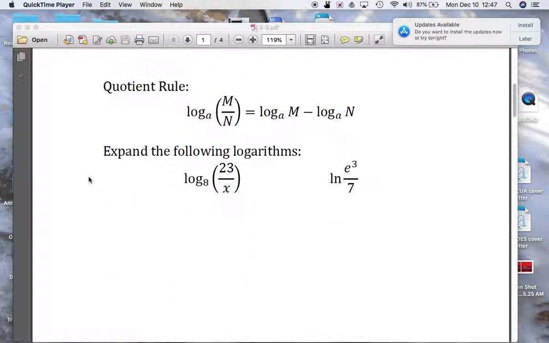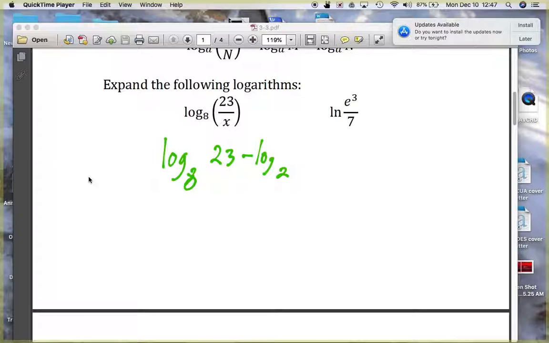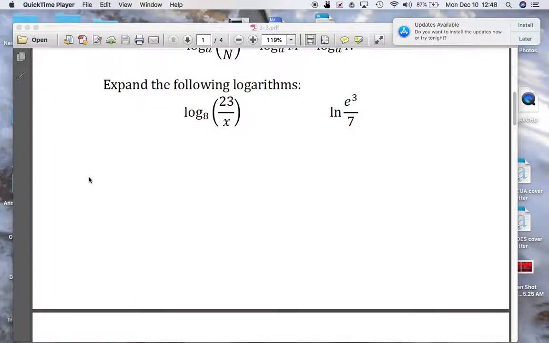Another property is the quotient rule. Just like multiplication leads to adding, division leads to subtraction. So log base 8 of 23 minus log base 8 of x. Same thing here. Once again, natural log is assumed to be base e. E's cancel. So I'd get that for an answer.